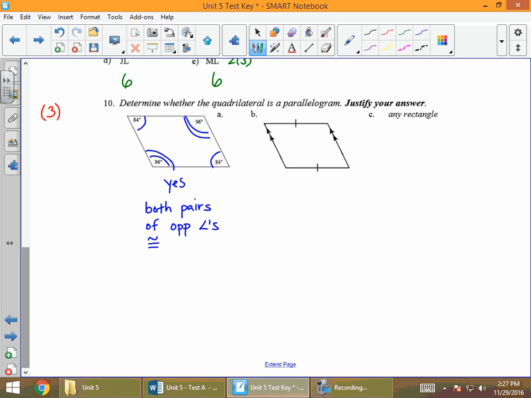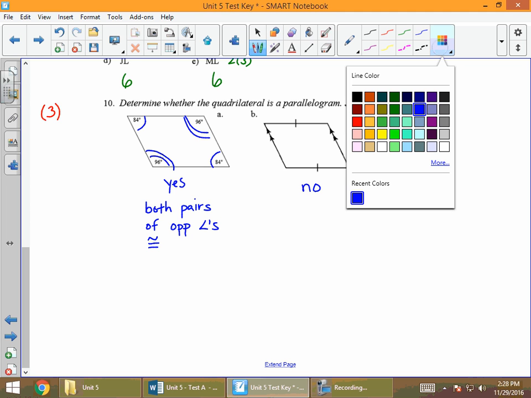In letter B, if you remember, there was a thing that we talked about very briefly, it said if one pair of sides are both parallel and congruent, then it is a parallelogram. Well, this one has one pair parallel, the other pair congruent. So this is no. You need the same pair must be parallel and congruent. If you're having a hard time understanding why, let me show you another picture that looks very similar to this one.